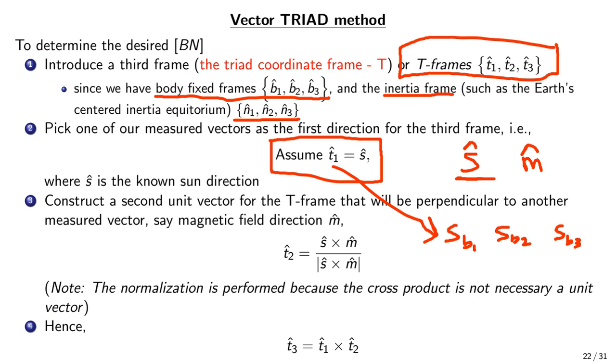Now, the second thing you want to do is you want to construct a second unit vector for the T frame that will be perpendicular to another measurement vector. I can do a better diagram for each of these.